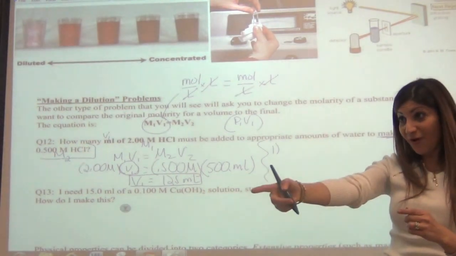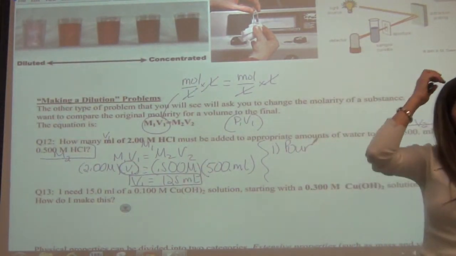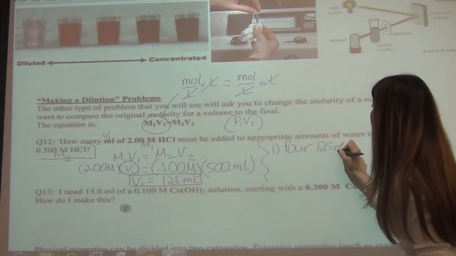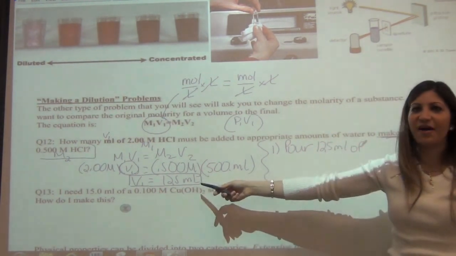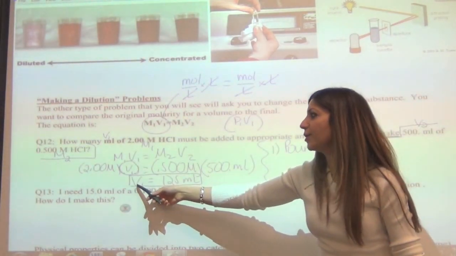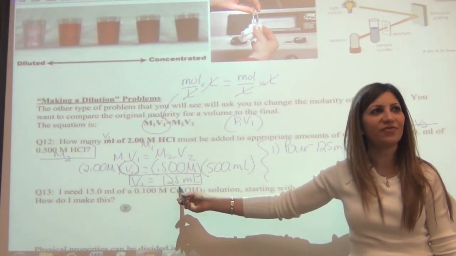Measuring volume. Perfect. We're going to pour how much? Yep, 125 mils. Perfect. Now, what is the 125 mils of? I'm going to give you a huge hint, big tip: V1 goes with M1. So what is this 125 mils of?